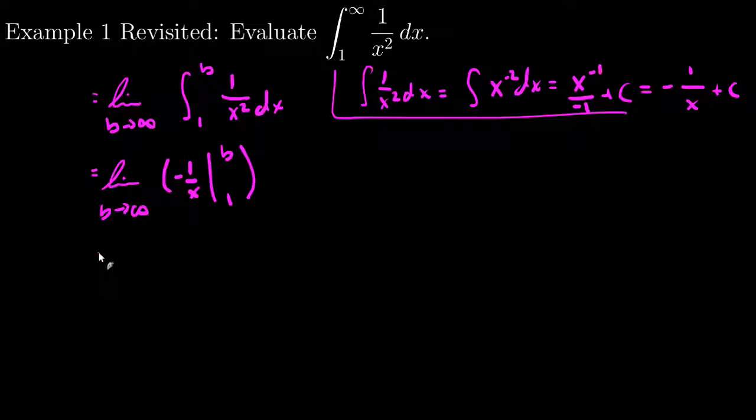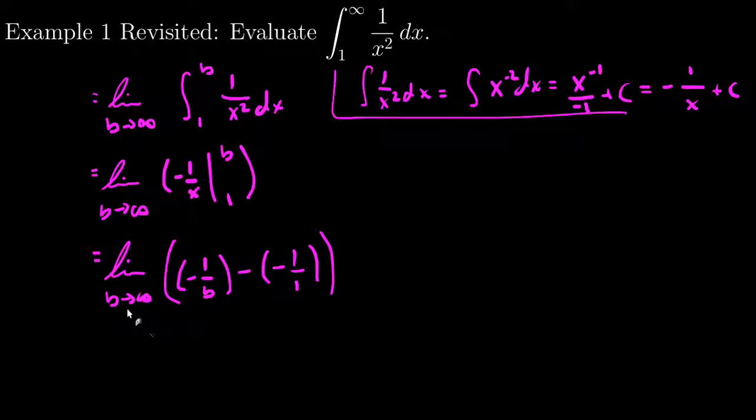And now, as I consider this, I can put in b and I can put in 1, so I have the limit as b approaches infinity of negative 1 over b minus negative 1 over 1. As b is approaching infinity, this right here is approaching 0, because I'm dividing 1 by a larger and larger value, so this approaches 0. This is actually equal to a positive 1, and so 0 plus 1 is 1. And so algebraically, you see we got this answer.